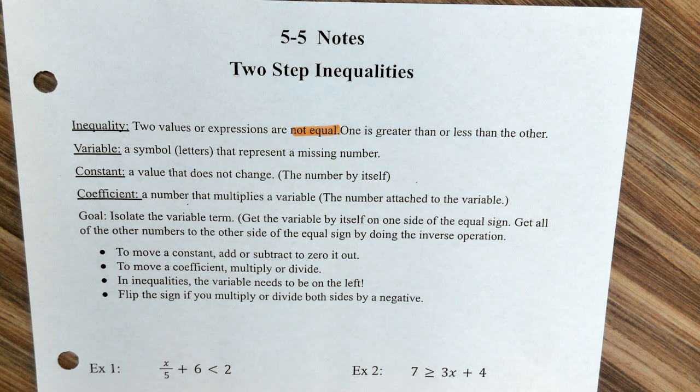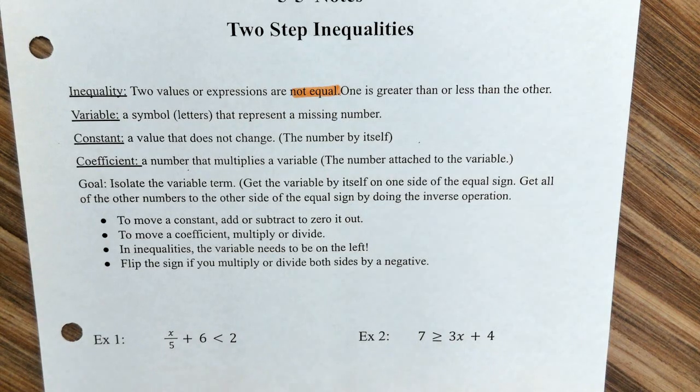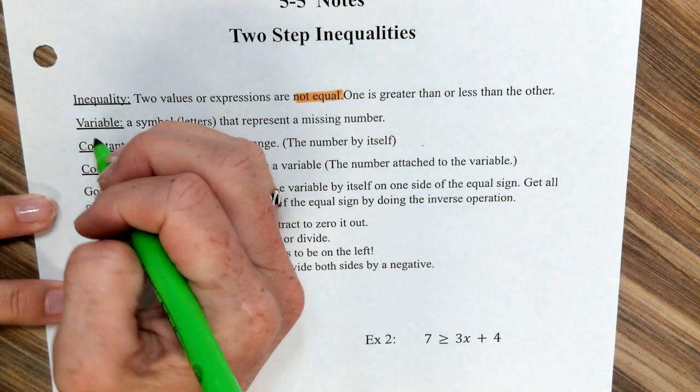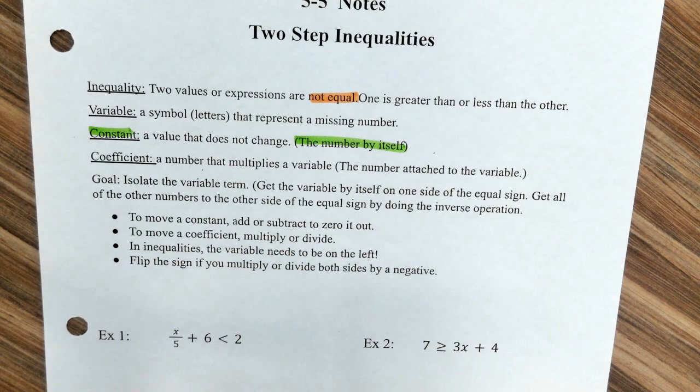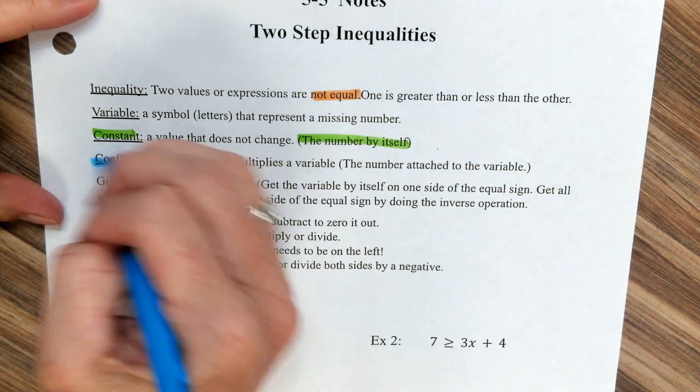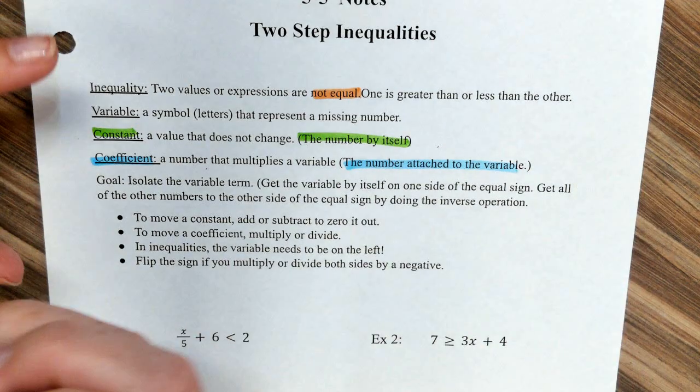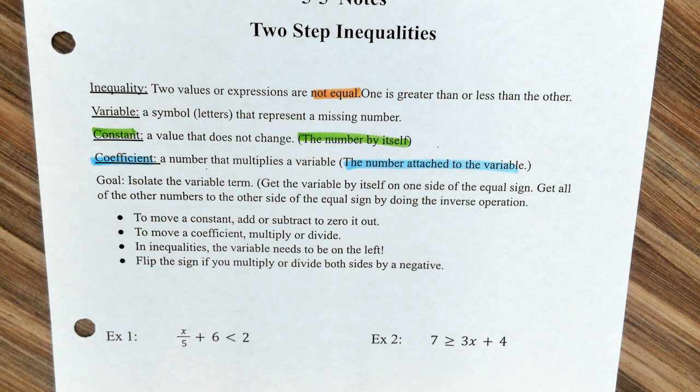A variable is a letter of the alphabet that represents a missing number. A constant is a number by itself. A coefficient is the number attached to the variable. What's your goal? To get the variable by itself, but we must put it on the left side for inequalities. It needs to be on the left.